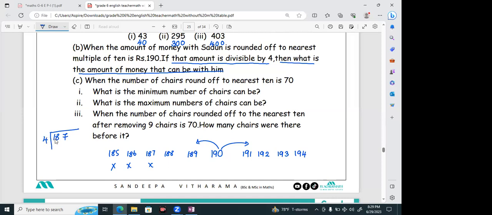How many 4s within 18? It is 4. 4 times 4, 16. Subtract 16 from 18, it is 2, bring down 7, it is 27. How many 4s within 27? It is 6. 6 times 4, it is 24. Then subtract 24 from 27, it is 3. Then there's a remainder, so that means it is not divisible by 4.